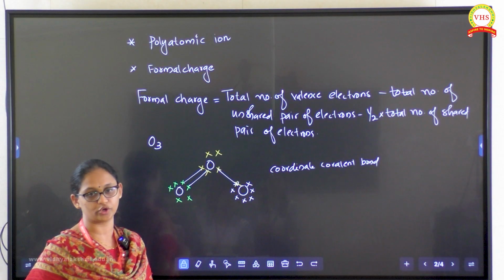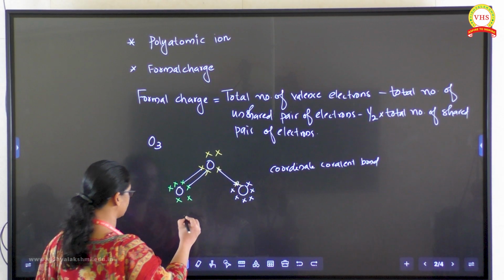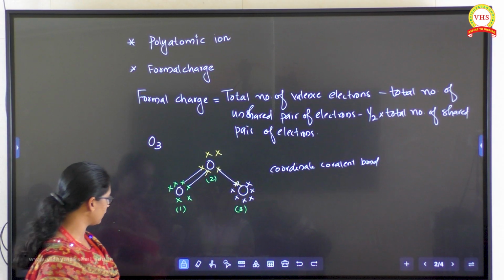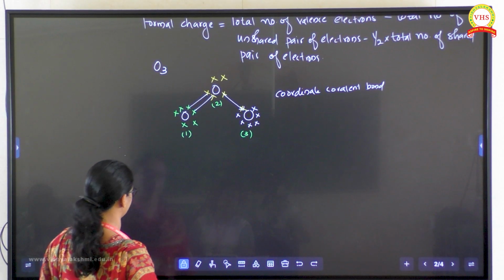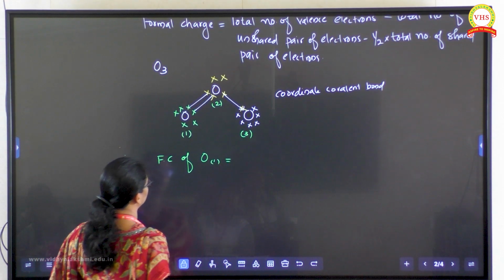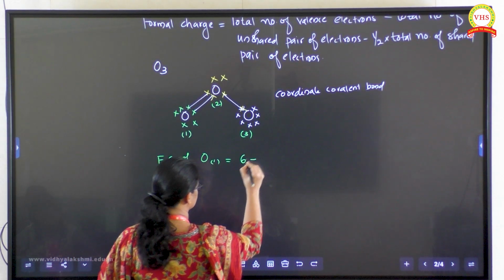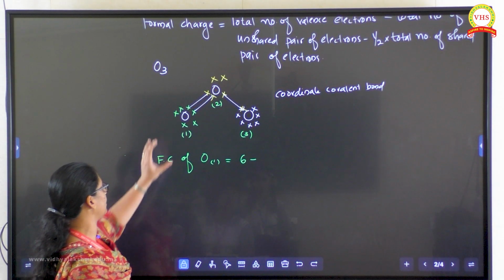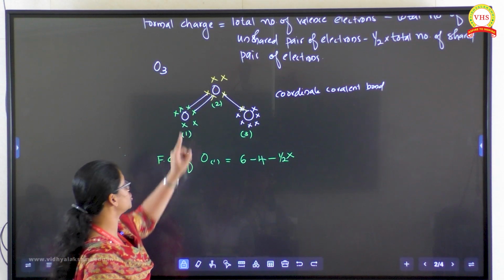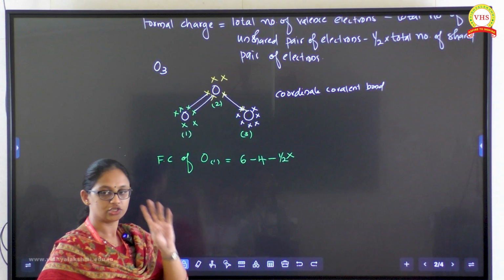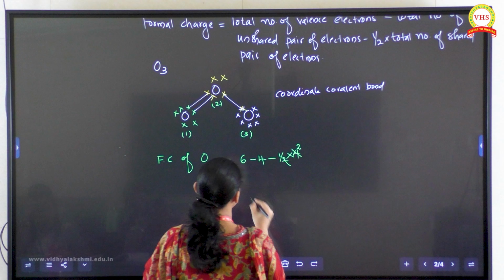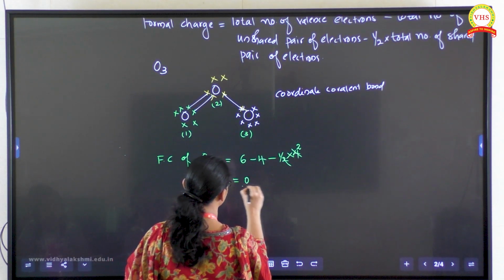Then how do we calculate the formal charge of the individual oxygen atoms? I am numbering them 1, 2 and 3. Formal charge of oxygen 1 is equal to total number of valence electrons, which is 6, minus the unshared electrons, which is 4, minus 1 by 2 into the shared electrons. There are 2 bonds, so the total is 4. So 1 by 2 into 4. What is the answer? 6 minus 6 is equal to 0.